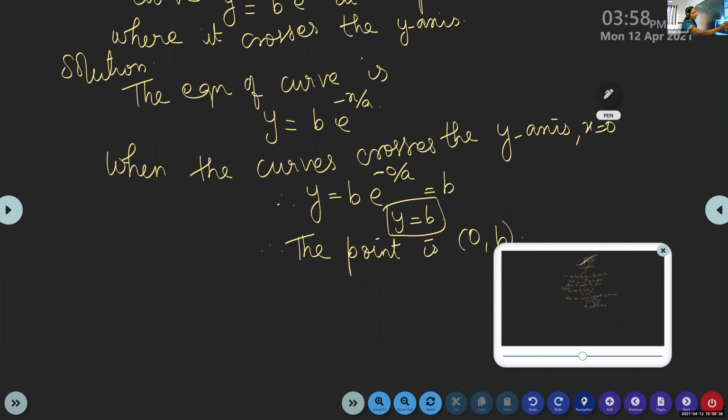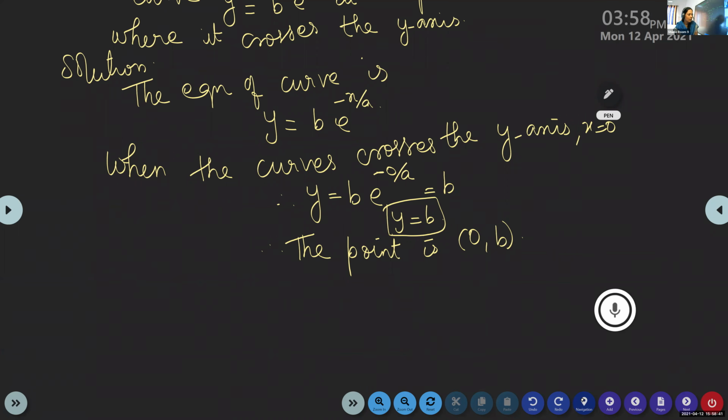What is the formula for the equation of the tangent? y minus y1 is equal to m into x minus x1. So we want to find m, the slope. y is equal to b into e raised to minus x by a. So what is the slope? Slope is dy by dx.